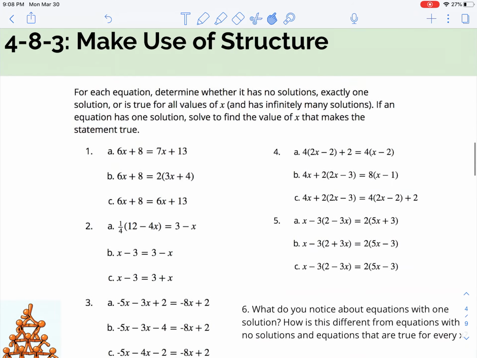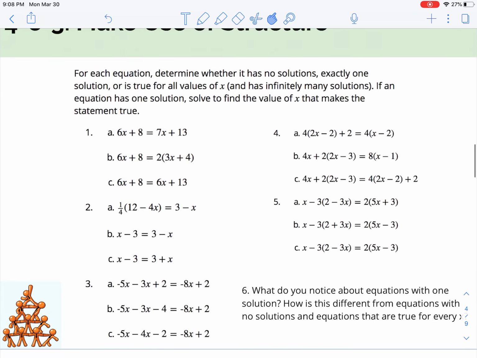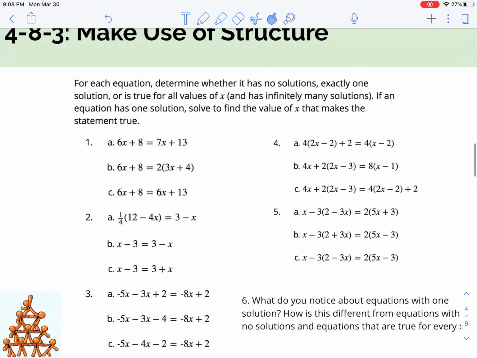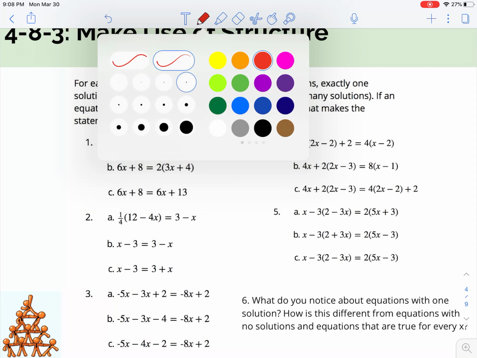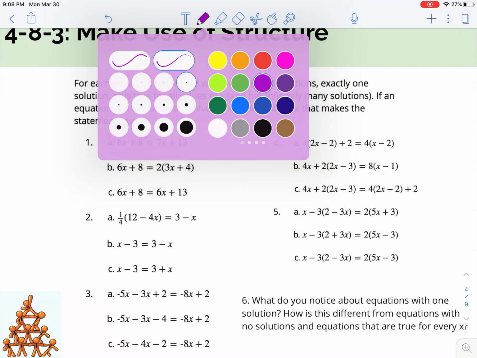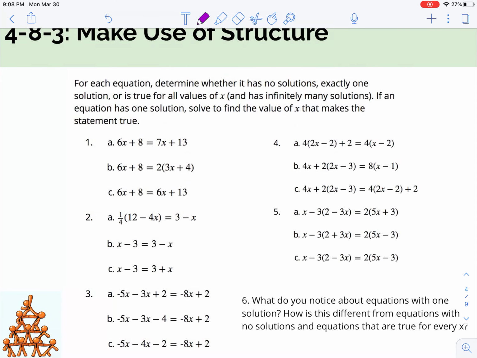Cool. All right, last activity looks really long and complicated, but it's actually not that bad. So let's take a look. It says for each equation, determine whether it has no solutions, exactly one solution, or is true for all values of x and has infinitely many solutions. If an equation has one solution, solve to find the value of x that makes the statement true.